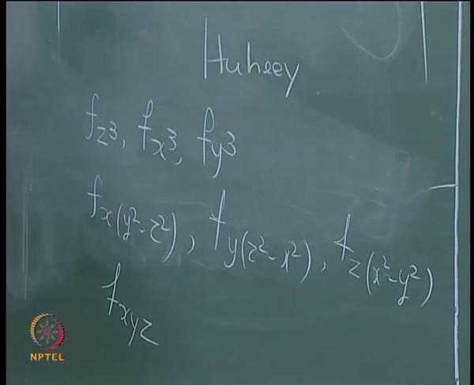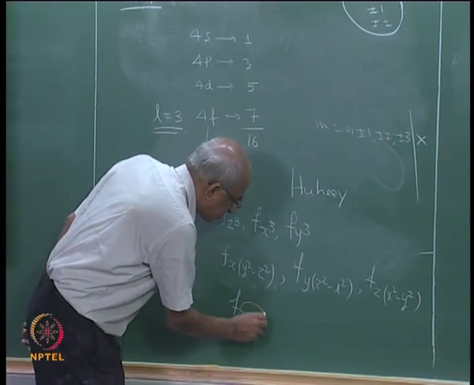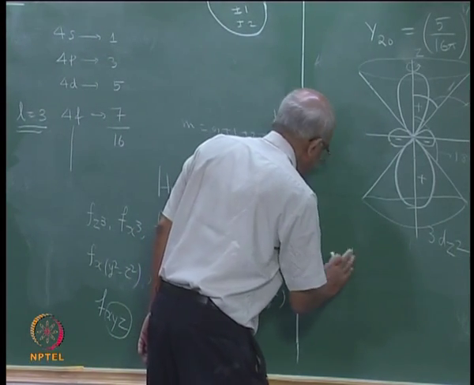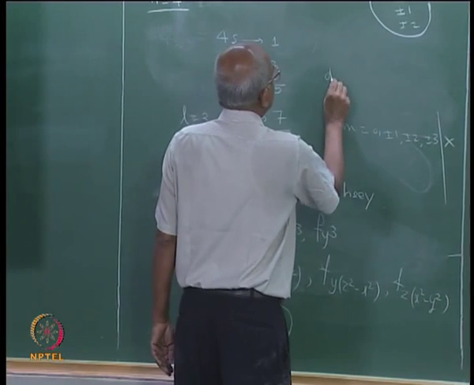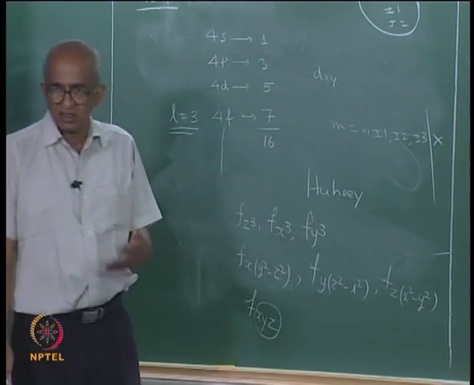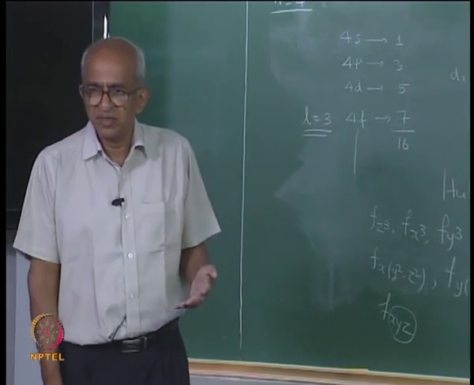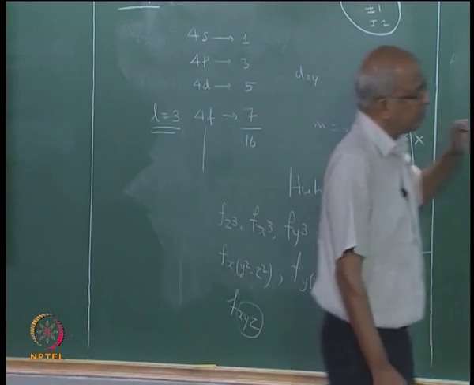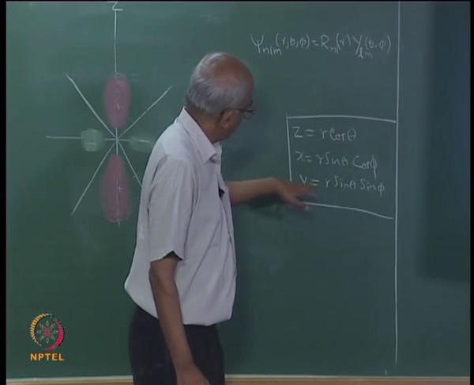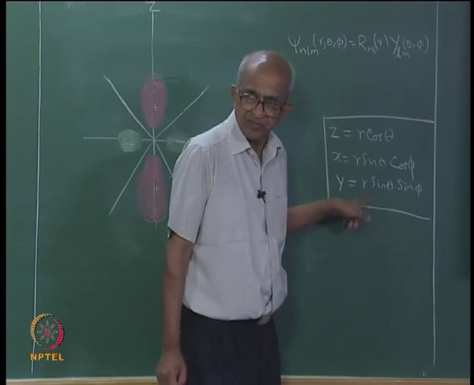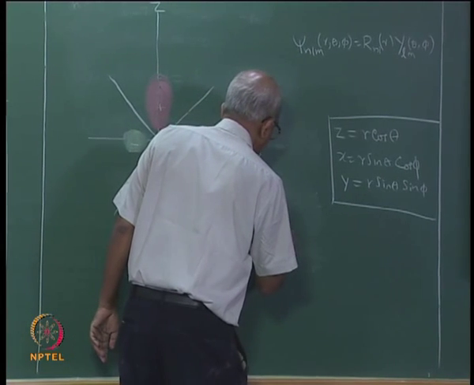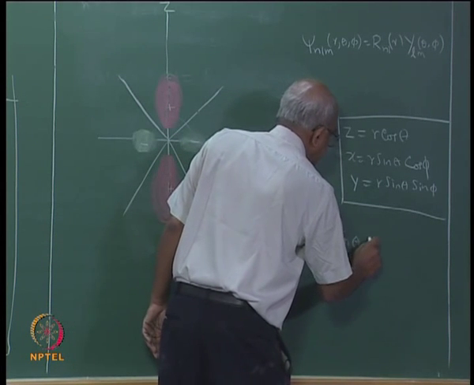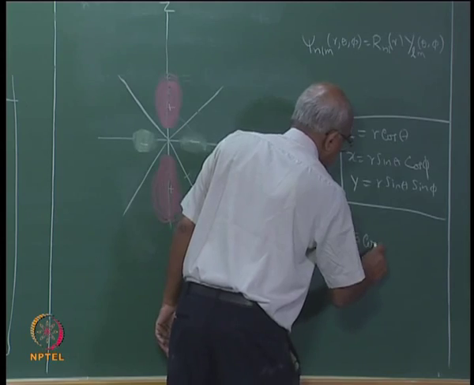But before I show it to you, you may ask, why do you use this notation? For example, in the case of dxy, why do I write the orbital as dxy? That is a natural question that one would have. The answer is very simple. You should take x given by this expression, and y given by that expression, and multiply the two. So, x into y is going to be equal to r square sin square theta, cos phi sin phi.